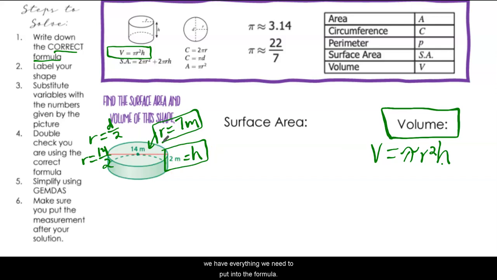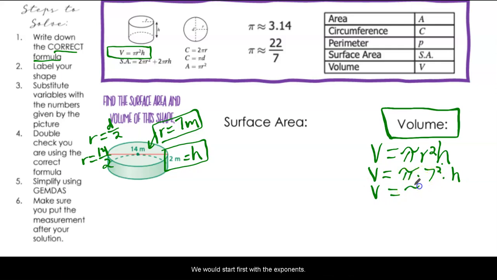So now we have everything we need to put into the formula. Volume is equal to pi times radius, 7. We're going to square it, and multiply that by the height. If we were following the order of operations, which we always should, we would start first with the exponents. Pi times 7 squared, which is 49. And then we have to put in our height, which is 2. Now we're just going to multiply those three things together.